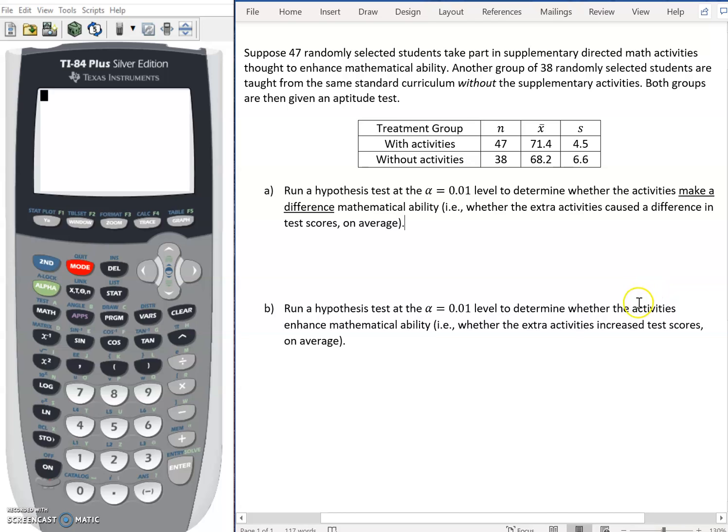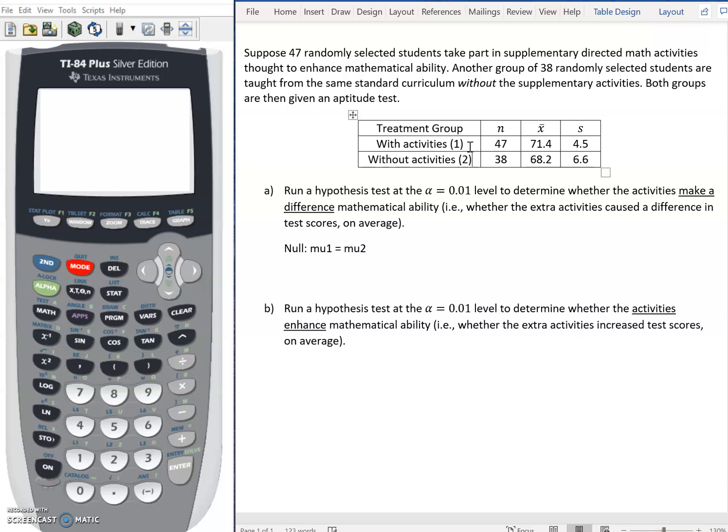And then in part B, we're going to see whether the activities enhance mathematical ability. In both of these cases, the null is going to be the same, which is that our means are the same. So mu1 equals mu2, 1 being the group with activities, and population 2 being the students without activities. So our null is just that there's no difference.